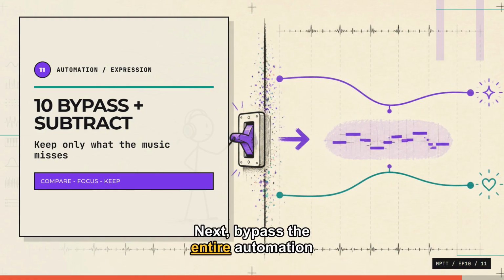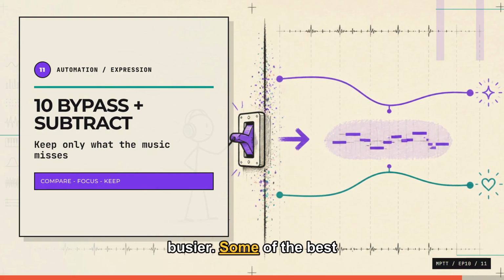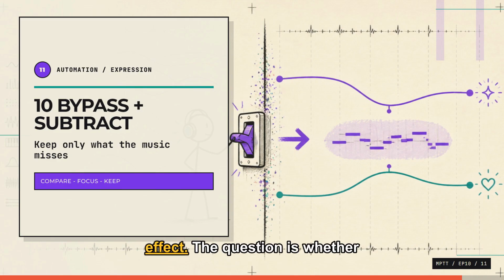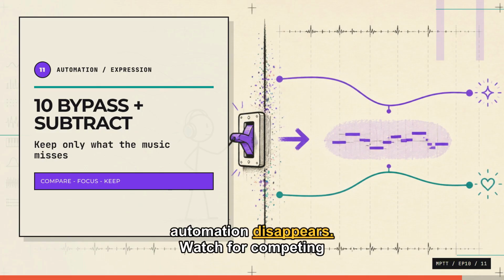Next, bypass the entire automation pass. The automated version does not need to sound obviously busier. Some of the best movement is felt as phrasing rather than heard as an effect. The question is whether the track loses life, clarity, or direction when the automation disappears.